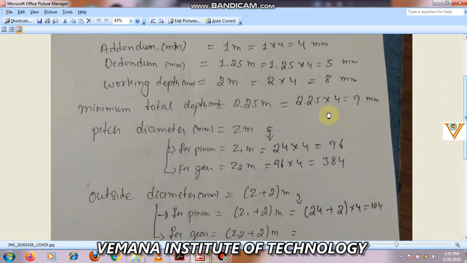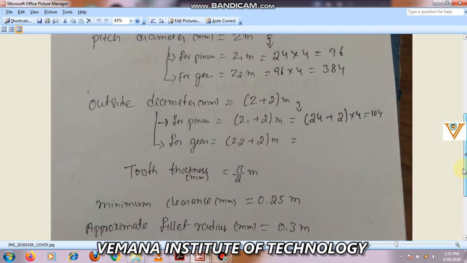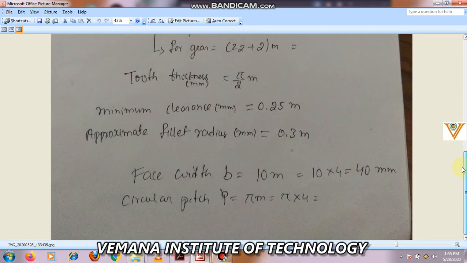For example, the pitch diameter for the pinion is Z1 times M, and for the gear it is Z2 times M. What is Z? It is the number of teeth. The number of teeth on the pinion is 24, and on the gear is 96, so you get the different values. Likewise, the outside diameter is Z plus 2 times M, with Z1 for the pinion and Z2 for the gear. Likewise, find all the dimension values.